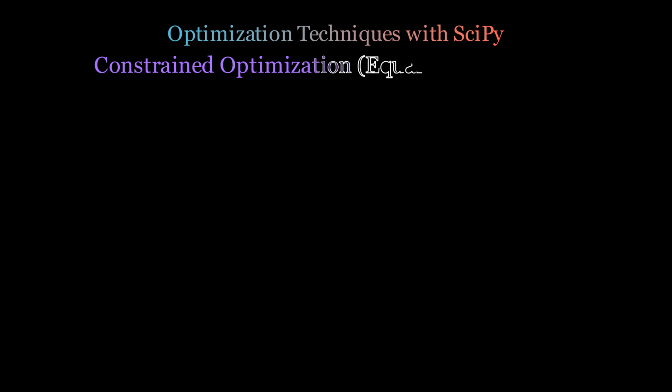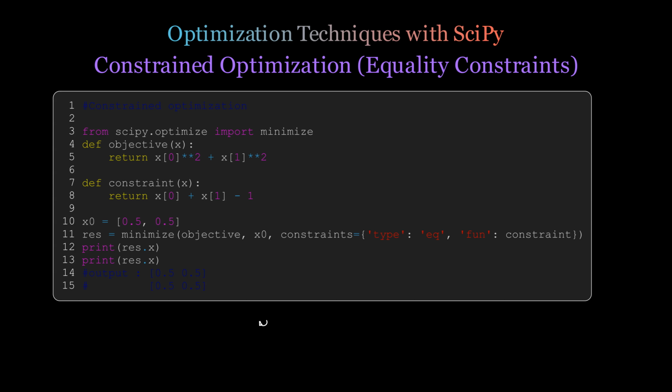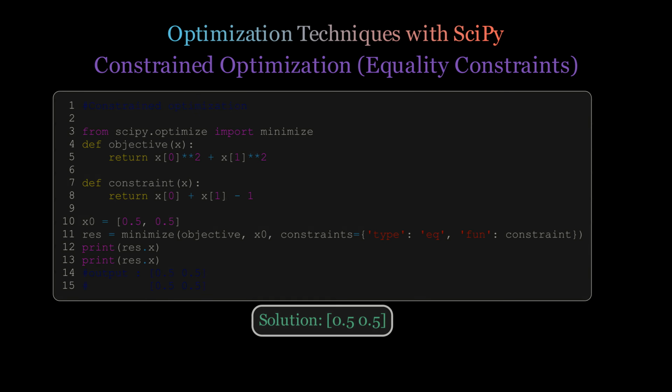We minimize x squared plus y squared subject to x plus y equals 1. The solution, (0.5, 0.5), lies exactly on the constraint line, showing how optimization handles equality constraints through methods like Lagrange multipliers.